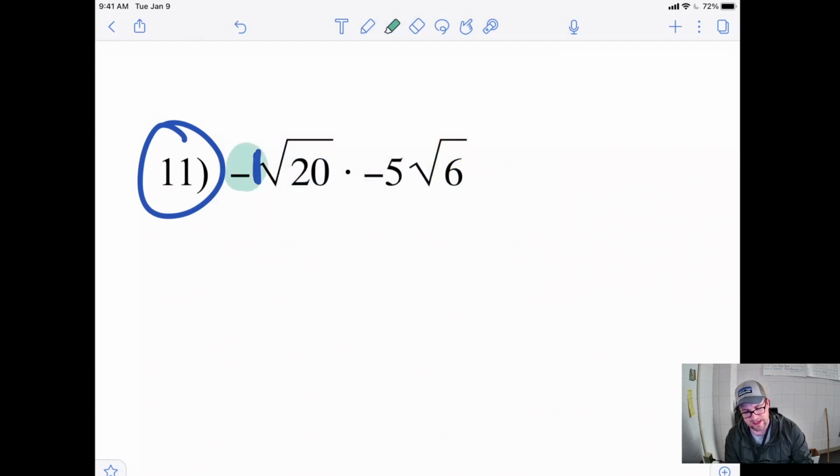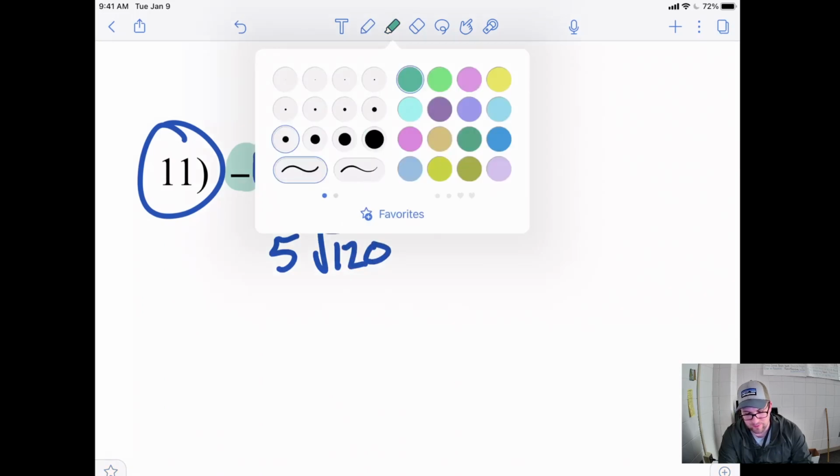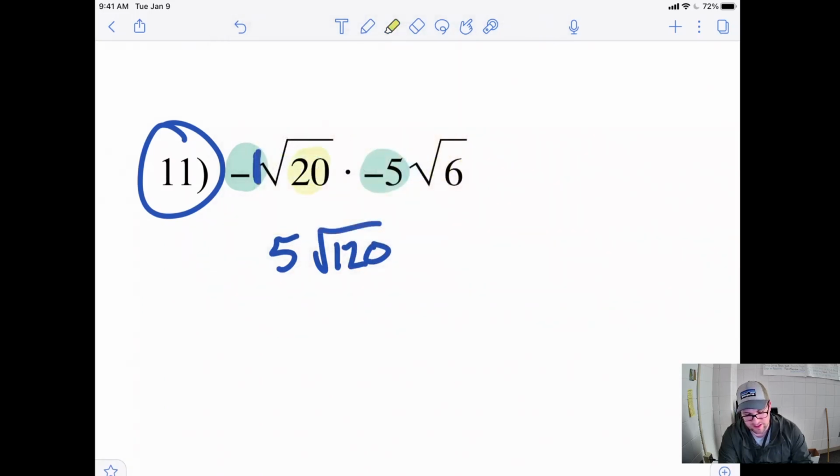If you take your two outside numbers, you multiply them together, they give you your new outside number. -1 times -5 is a +5. Now, 20 times 6 is going to give us 120, ladies and gentlemen. Remember, that came from the inside number times the inside number, and oh my gosh, it went on the inside when we did it.